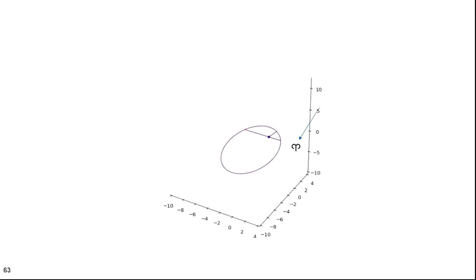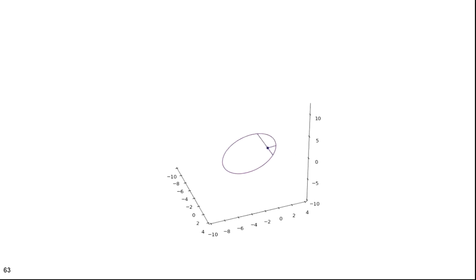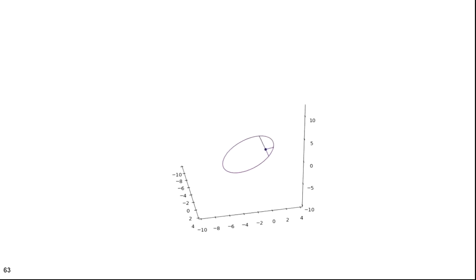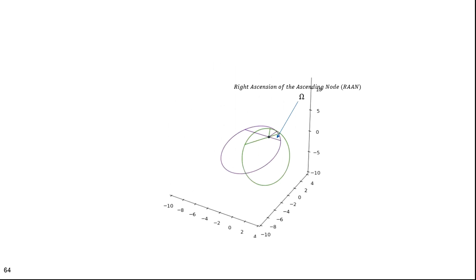The last rotation is about the z-axis again. It's another rotation in the xy plane. For that, we need our point of reference again, the first point of Aries. This rotation will be denoted with the big omega character. See how the nodal line is shifted. We call this rotation the right ascension of the ascending node. You all know what right ascension is, and I'll tell you what ascending node is in a minute. This is the fifth degree of freedom.